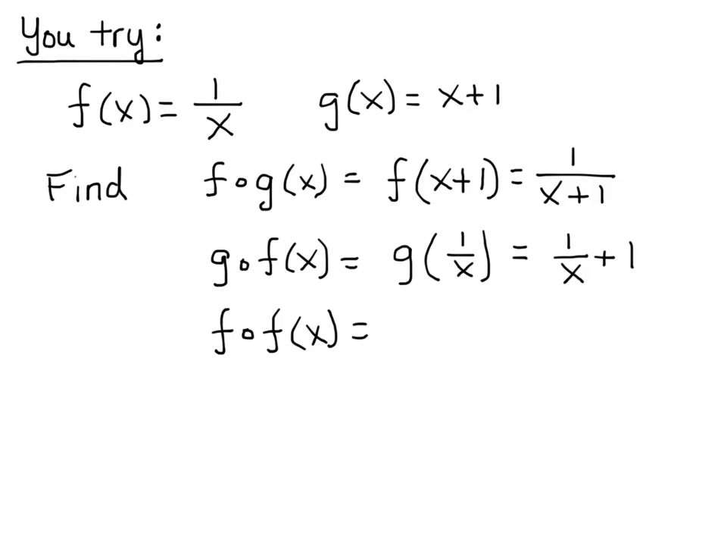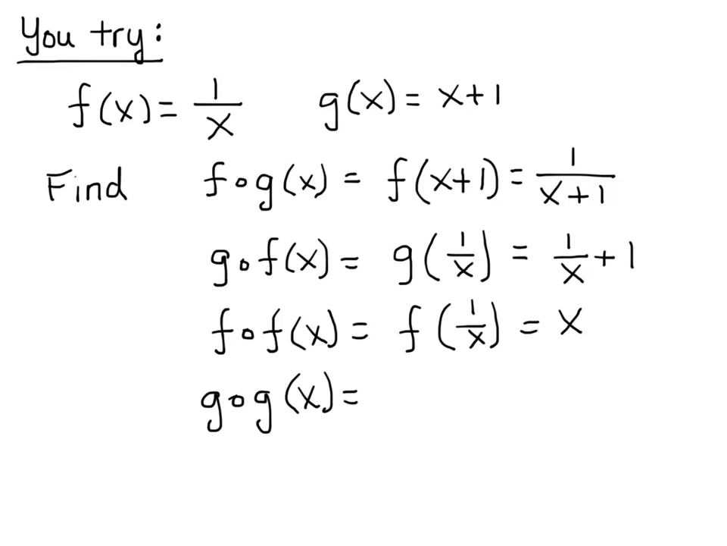Okay, let's take the composite of itself now. Okay, how does this go? 1 over x, which is just x, right? And how about g composite g? x plus 1 plus 1. Plus 1. So we get x plus 2, right?